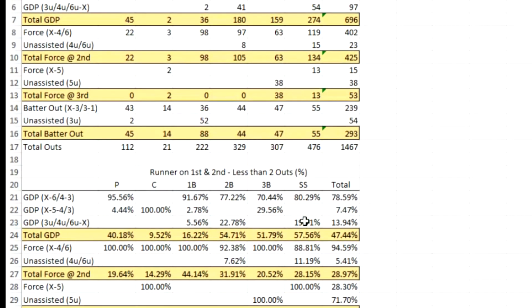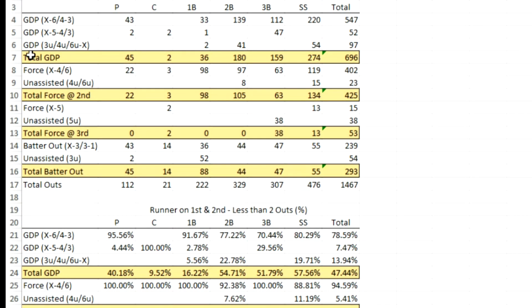So a brief explanation for those of you who may not have watched the first video. What you see here is the actual number of each type of play. I have this separated out by fielding position. The fielding position is the fielder who first has that first assist or putout. Usually it's the first assist, so usually it's the fielder that touched the ball first, that fielded the ball first. So that's what you see across the top here.